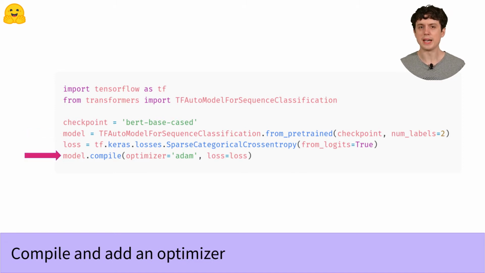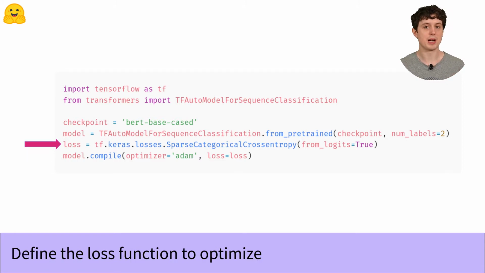But what about this compile thing? So if you're familiar with Keras, you've probably seen this already. But if not, this is one of the core methods in Keras. You always need to compile your model before you train it. Compile needs to know two things. Firstly, the loss function, which is basically what are we trying to optimize. And here we import the sparse categorical cross-entropy loss function.